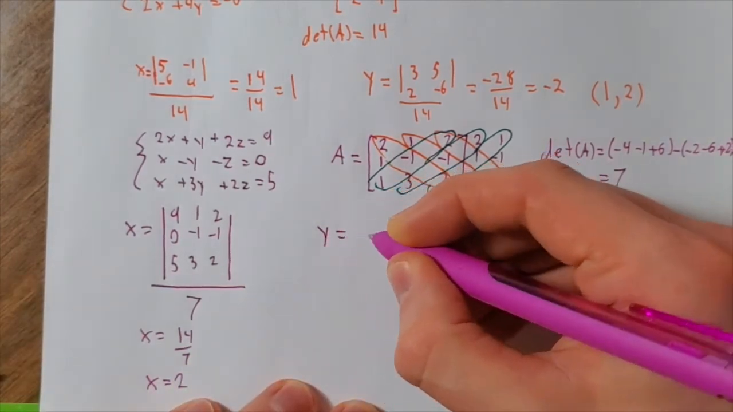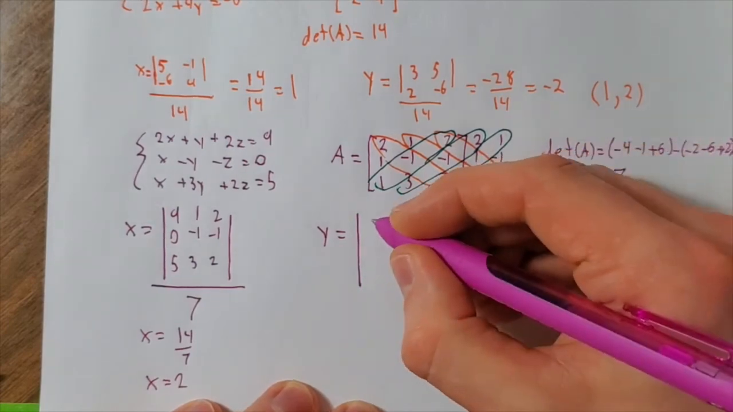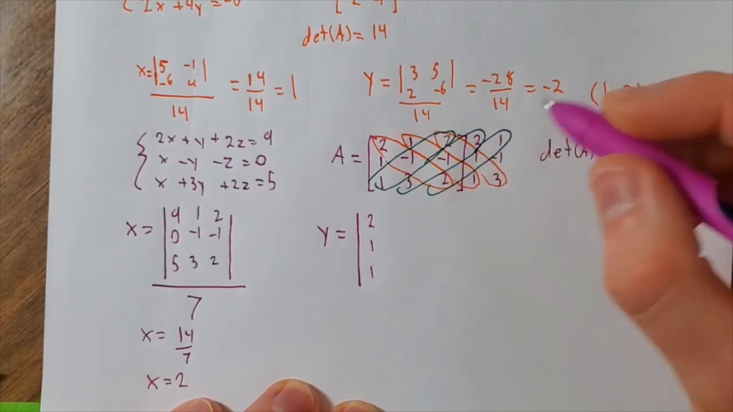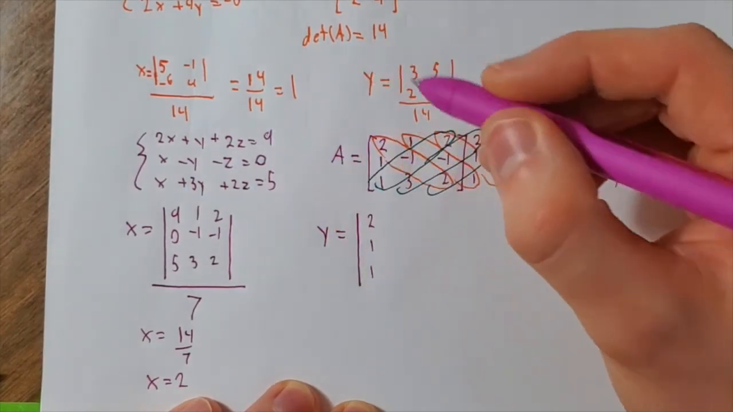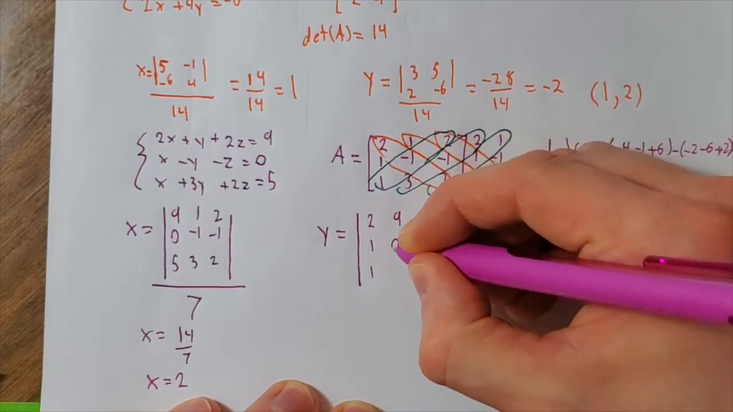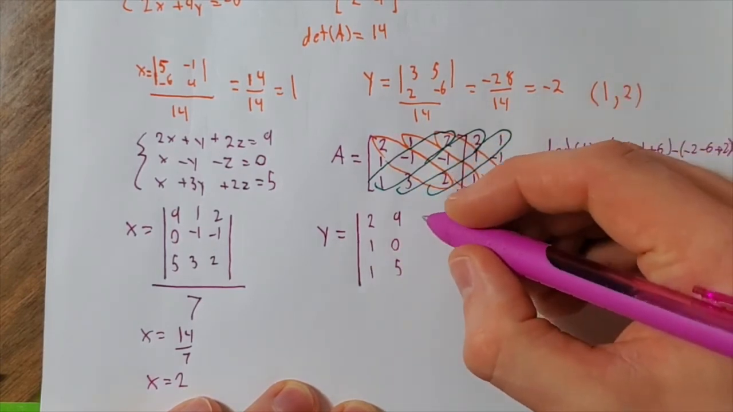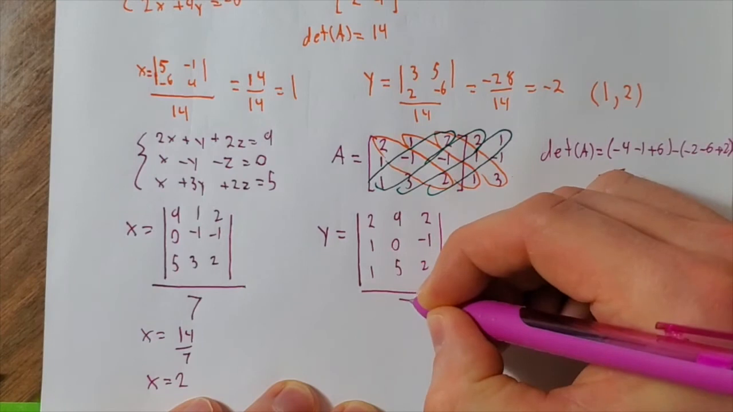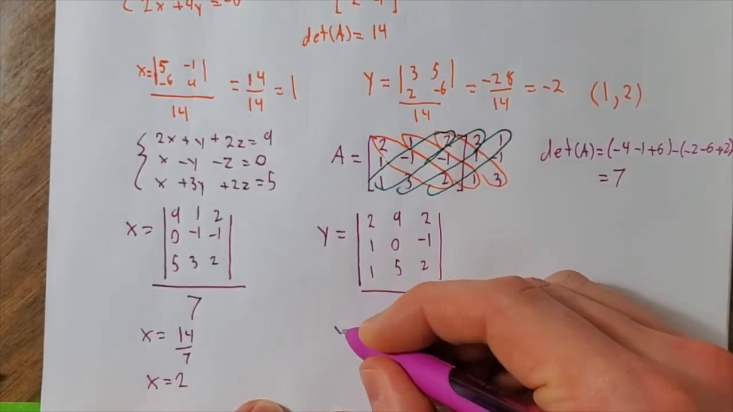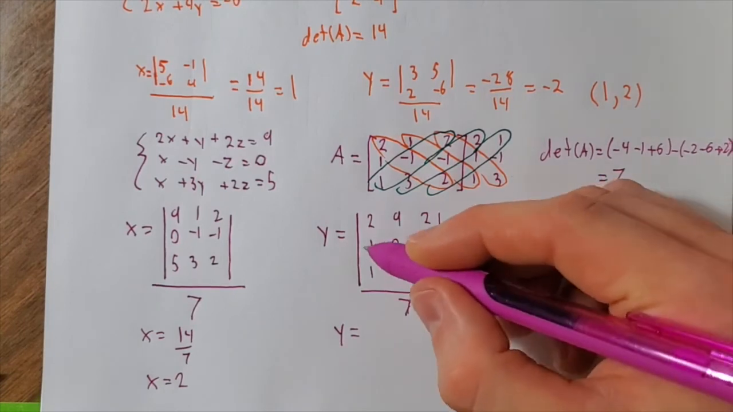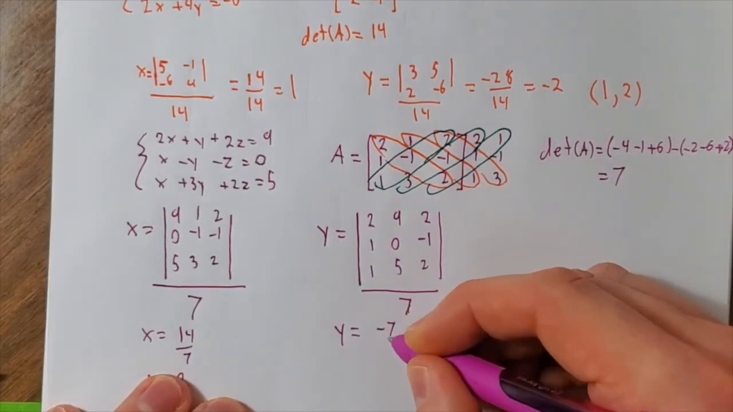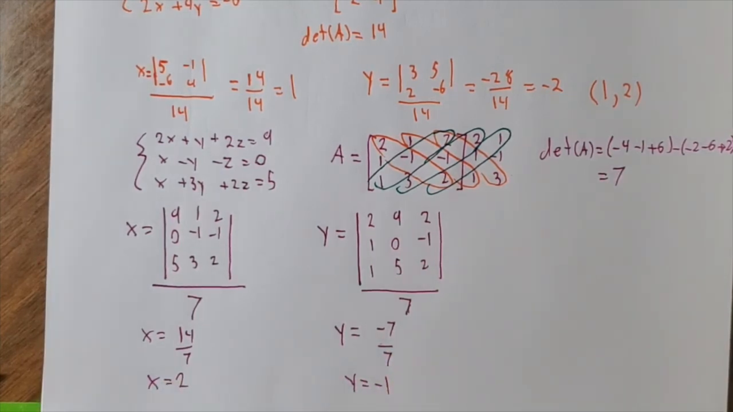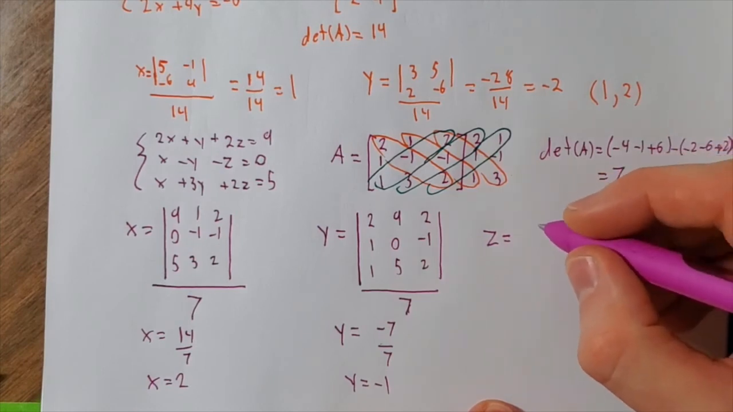Now let's try for our y. In this case, our x column of our coefficient matrix will remain the same, our 2, 1, 1, and now we're plugging in our final answers here for y, so we'll get 9, 0, and 5. And then our z column also remains the same. And that again goes all over our determinant of 7. Now when we calculate this next determinant, we should be getting -7 all over 7, which will give us y is equal to -1. And last up, we've got our z variable here.